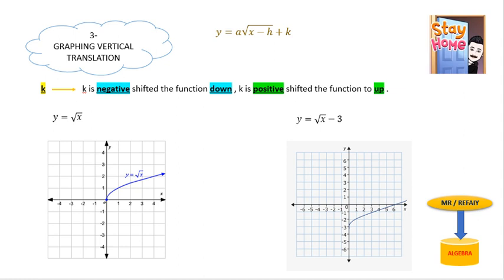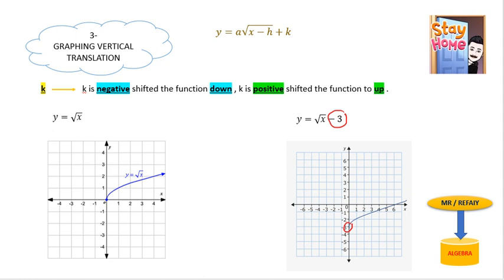Look here, it starts from negative 3 down. This curve is exactly the same as this one, but here it starts from negative 3. Because of k, we moved this curve down 3 units.